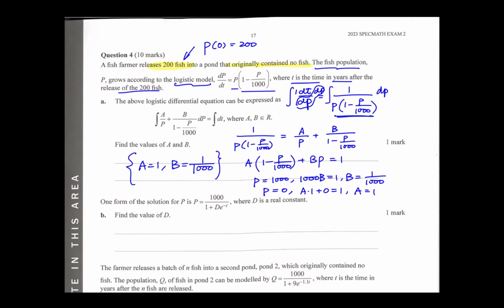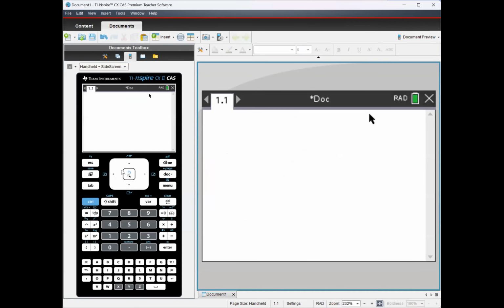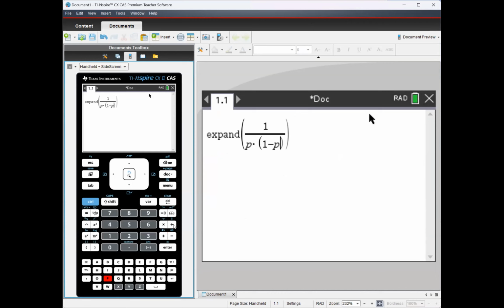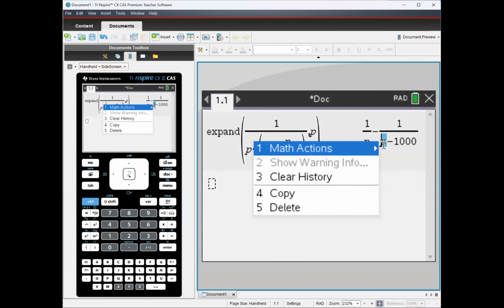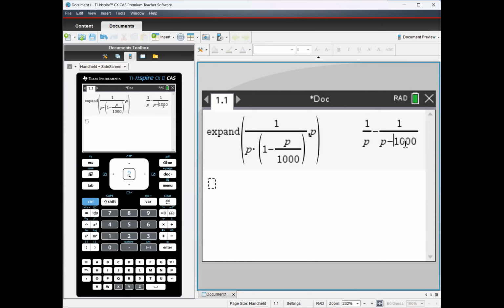I guess one misconception when you use your CAS calculator is writing an incorrect value of B. For example, I can show you what's happening with the CAS calculator. If you use expand and fraction, 1 over P times (1 minus P over 1,000), comma P, you can actually see the minus here, and it's P minus 1,000 rather than 1,000 minus P. Also, you probably need to divide both numerator and denominator by 1,000 to get 1 minus P over 1,000. And probably a student may have written down -1 or 1 or whatever. So just be very careful.